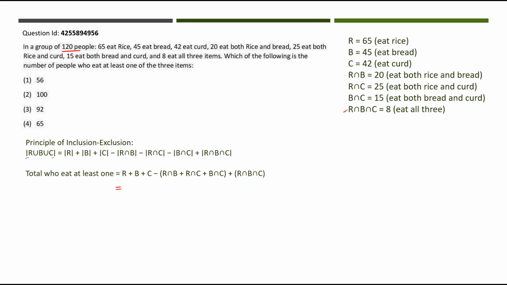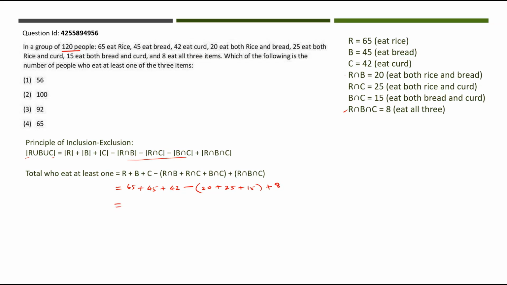We are going to directly apply the values. R is 65, B is 45, C is 42. We are just taking this minus outside and then adding all these three together. So what is R intersection B? It is 20. What is R intersection C? It is 25. What is B intersection C? It is 15. Then we are adding the intersection of all these three items, which is 8.